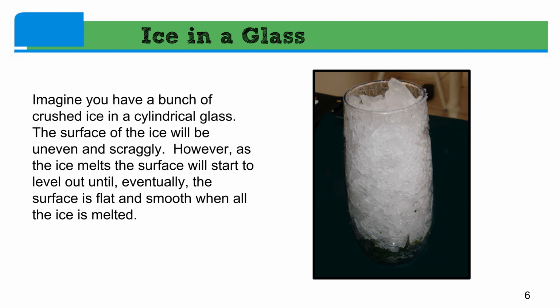Okay, so here's the meltdown theorem as an example. I've got a glass full of crushed ice. Why crushed is relevant to the problem you'll understand in a minute. It wouldn't be as easy to understand if it was cubed ice. So you've got some crushed ice in a glass. The top of that ice, as it says there, will be all uneven and scraggly. When the ice melts, you will get a horizontal, level glass of water.